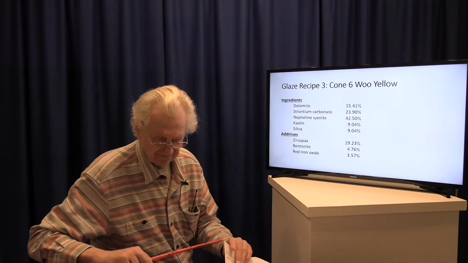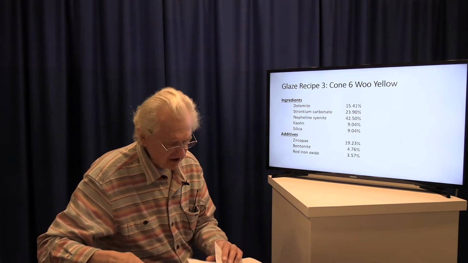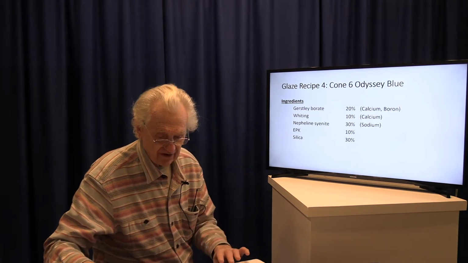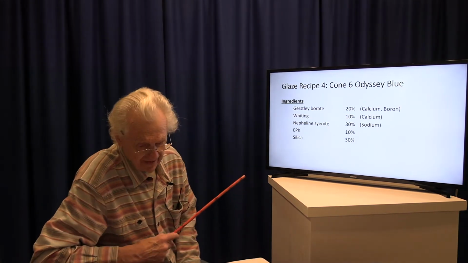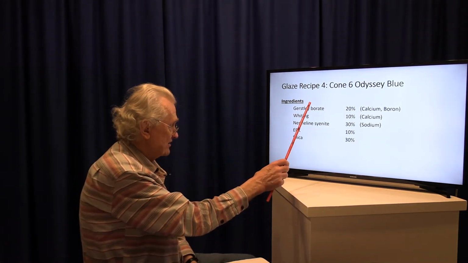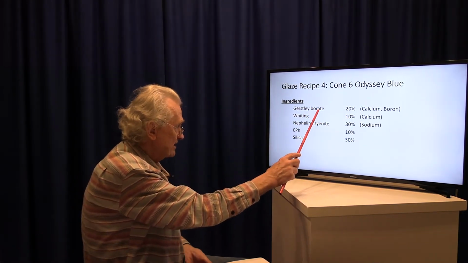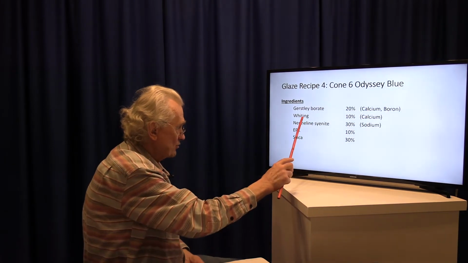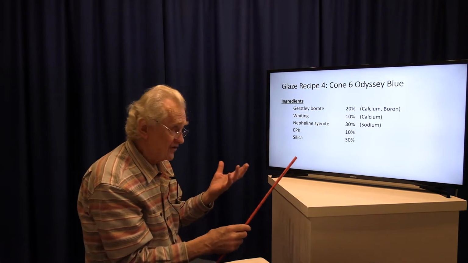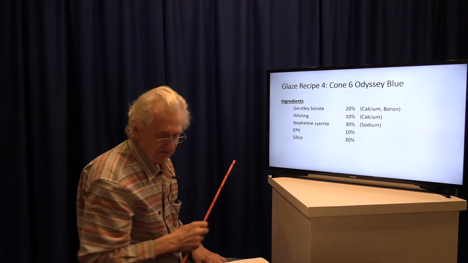Okay. So let's change. Now let's look at that. So those are how the type of flux indicates the firing temperature. Now let's look at color response. So this is called cone 6 Odyssey Blue. And here again the ingredients: Gerstley borate, which is mostly calcium and boron, whiting, calcium carbonate, nepheline syenite, which we use primarily for sodium, and EPK again, and silica.